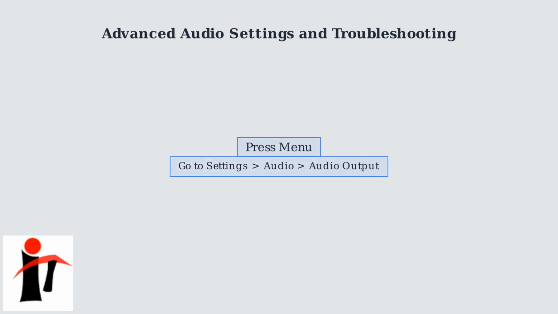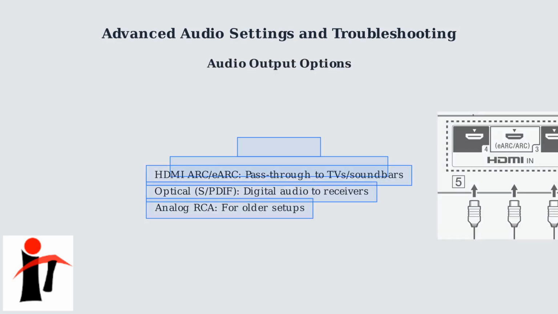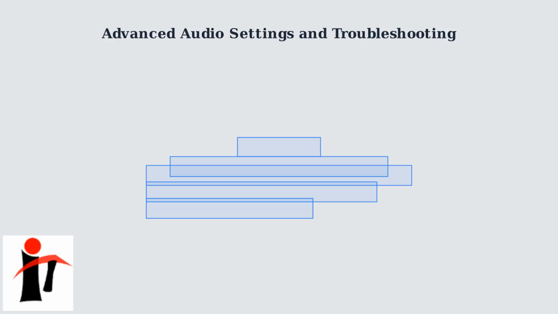For a deeper dive, let's explore audio output settings. Press Menu on your Spectrum remote, then navigate to Settings, Audio, Audio Output. Here you can select HDMI eARC for pass-through to TV's soundbars, optical for digital audio to receivers, or analog RCA for older setups. Enable Dolby Digital, DTS for surround sound decoding, if supported by your setup.